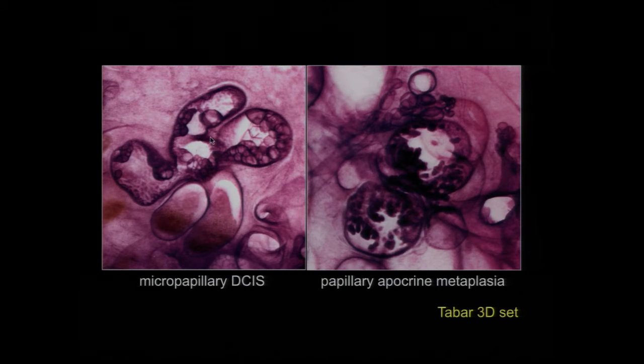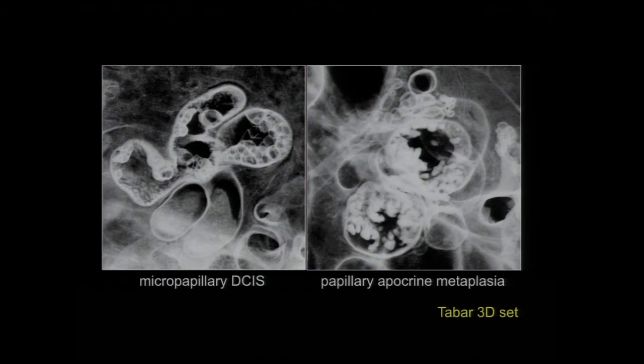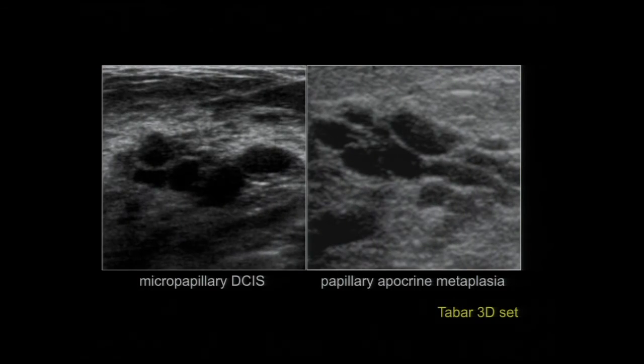Now, here's what would appear to be complex clustered microcysts on ultrasound. On the left is micropapillary carcinoma in situ. On the right is papillary apocrine metaplasia. When I make those grayscale and video invert them, they don't give you a warm fuzzy feeling, and on ultrasound, similarly, not a warm fuzzy feeling.